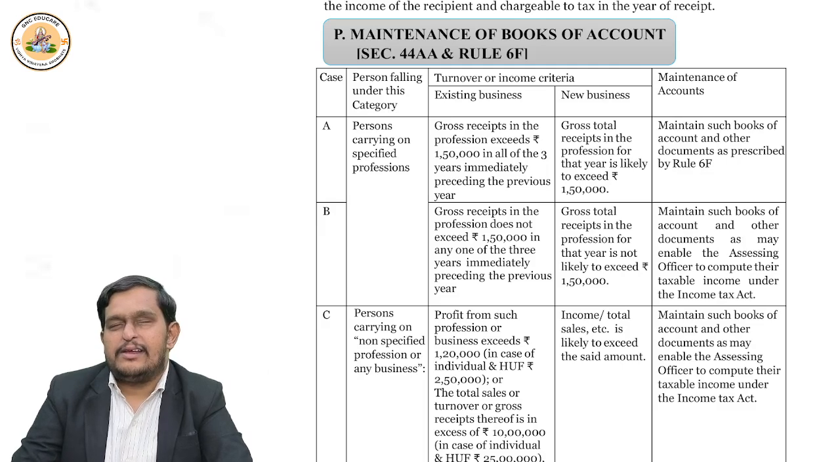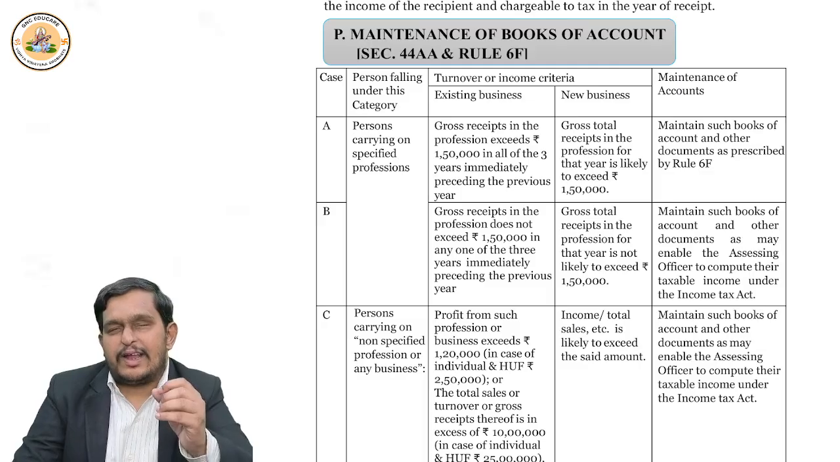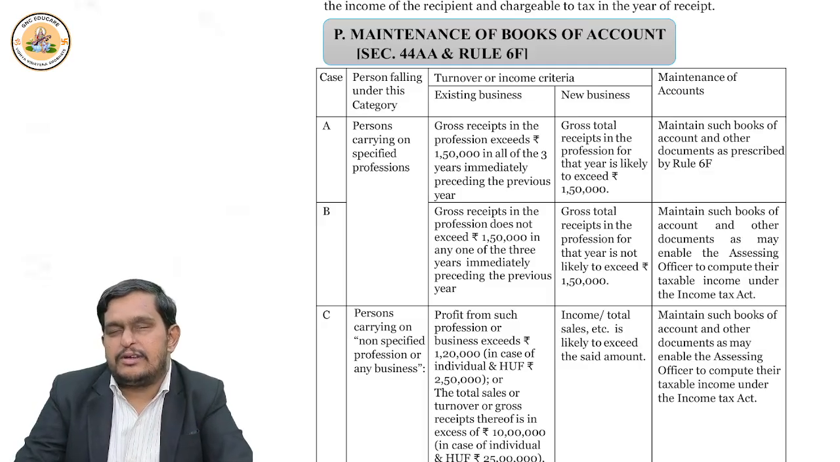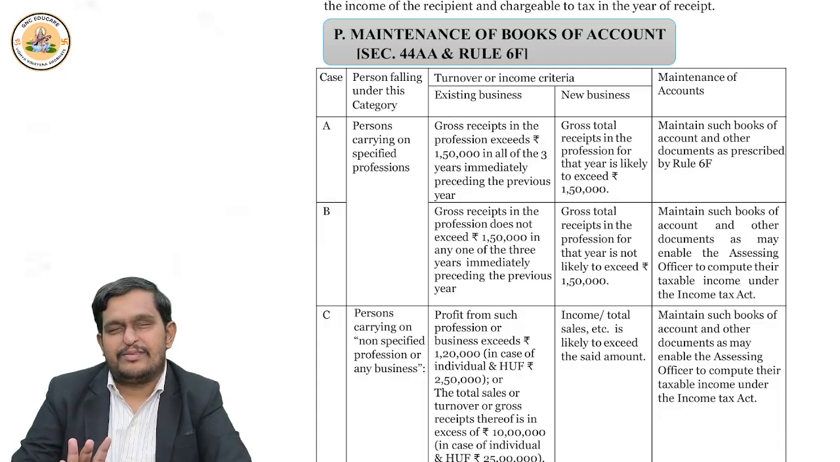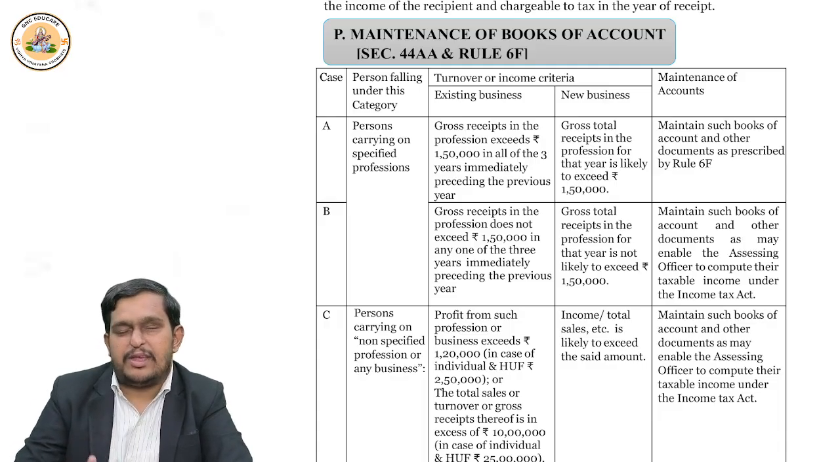Then what do they say? If in any one of the last 3 years, or all the last 3 years, your gross receipts were less than 1,50,000, then definitely you should maintain reasonable books, which will help the assessee or the assessing officer to compute your income. That's it about A and B.